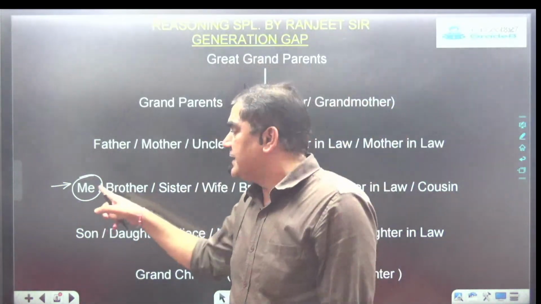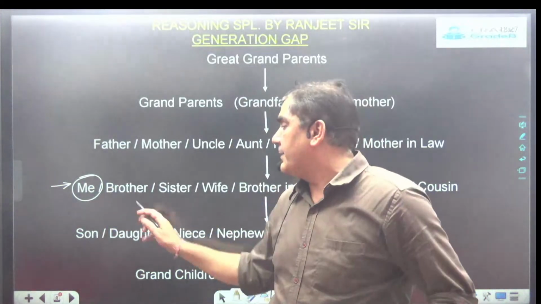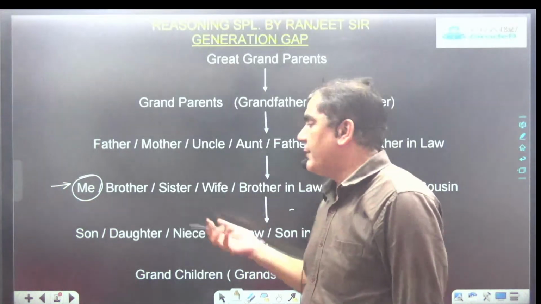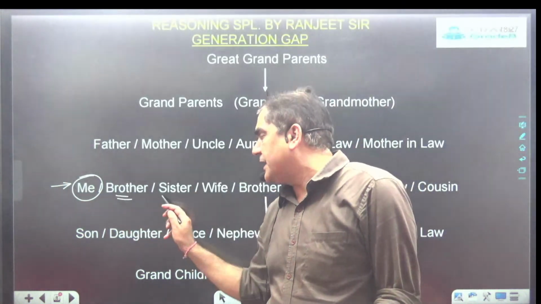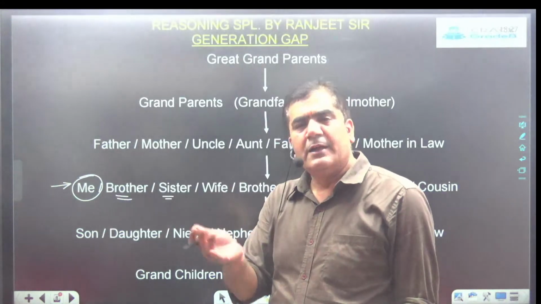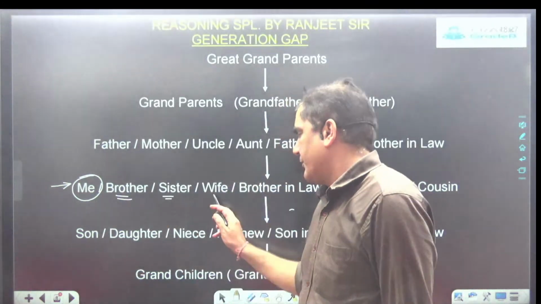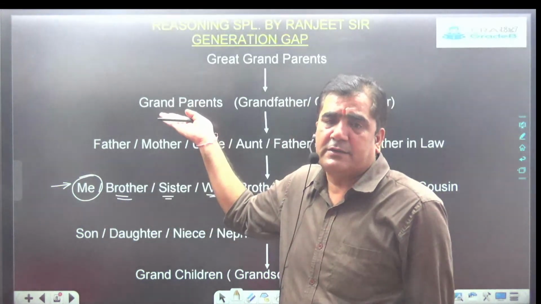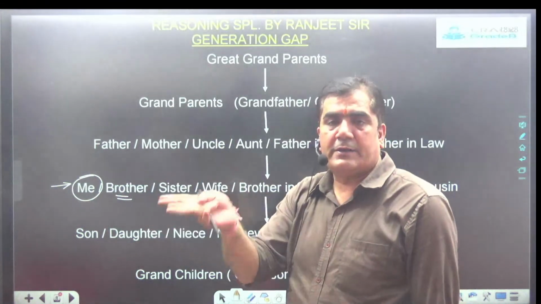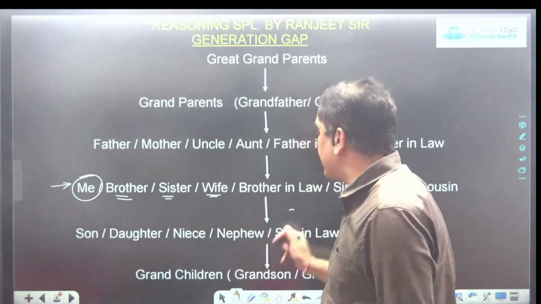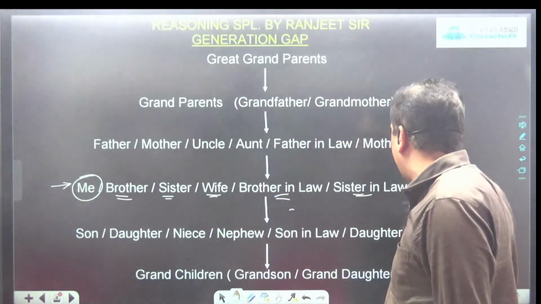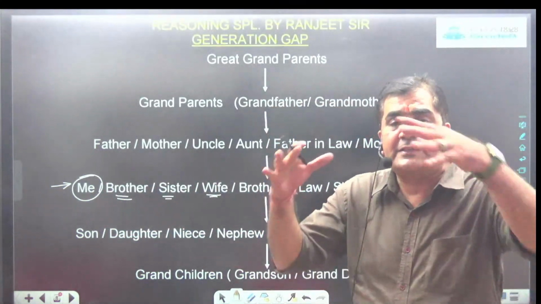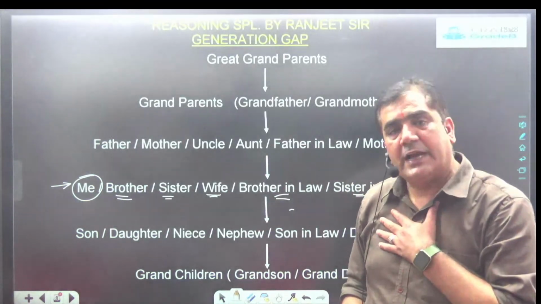Means, if this is my generation, then who else is going to come? My brother, my sister, my wife, my brother-in-law, my sister-in-law, and my cousin. Obviously, my brothers' and sisters' age will be somewhere nearby my age, plus minus 10 will be okay. My wife, obviously, will be from my generation, not from my grandfather's generation, so my wife's age will be somewhere nearby my age. Then come my brother-in-law, sister-in-law, and my cousin. So all these persons will come together in one generation, and that will be my generation.